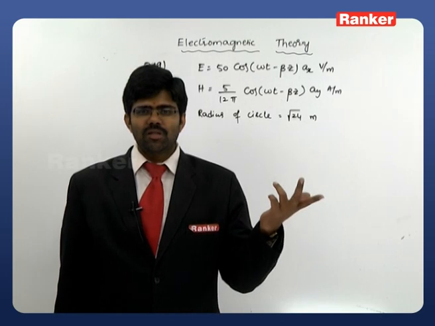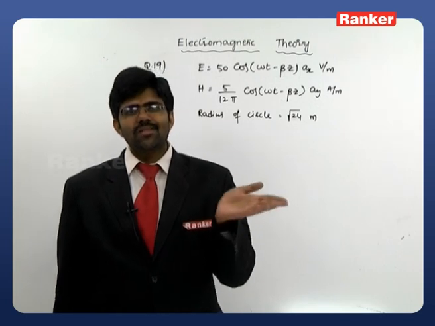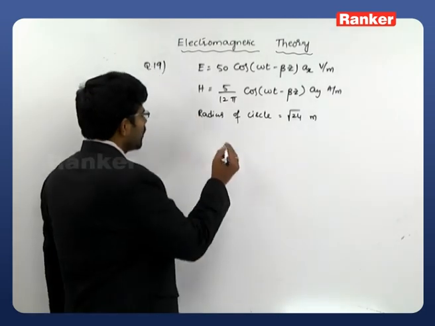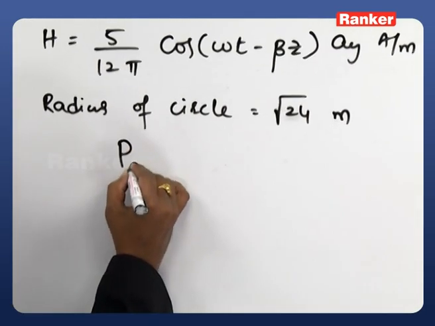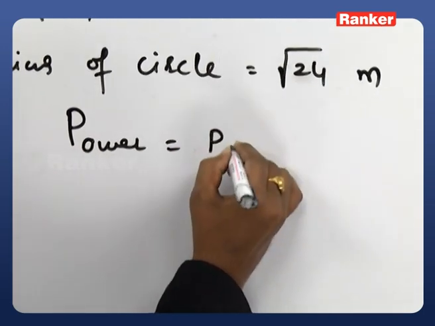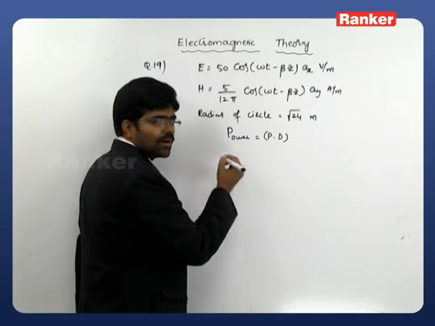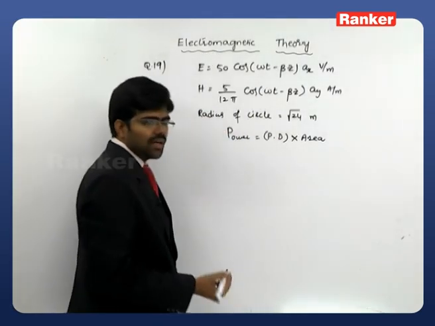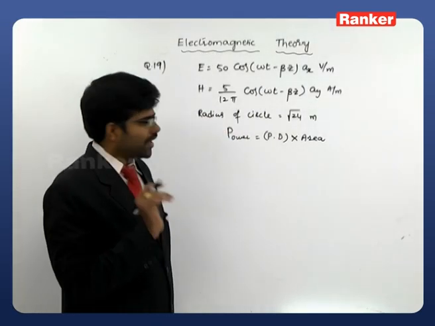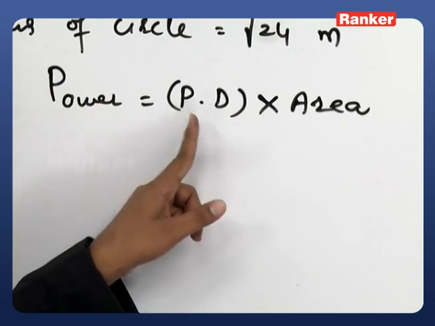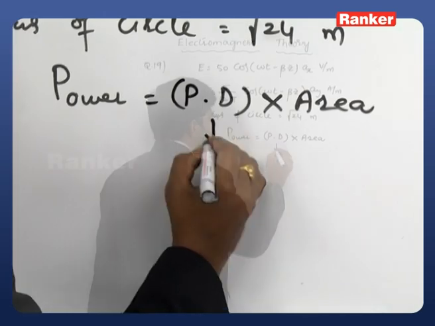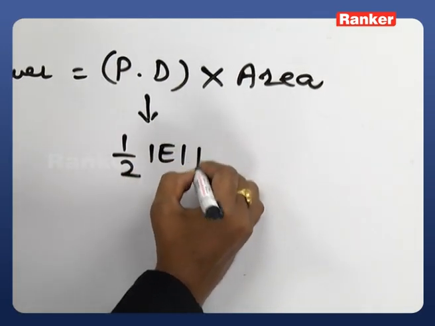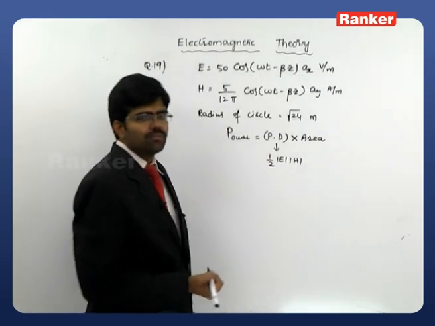So initially if you obtain the power density and multiply it with the area that we require, that gives the power. The basic equation can be written as power equals power density, PD stands for power density, multiplied with area. How can we calculate this power density? It can be easily calculated using our Poynting vector, where the average power density is 1 by 2 magnitude of E times magnitude of H.